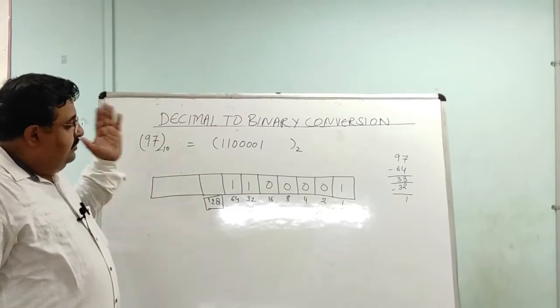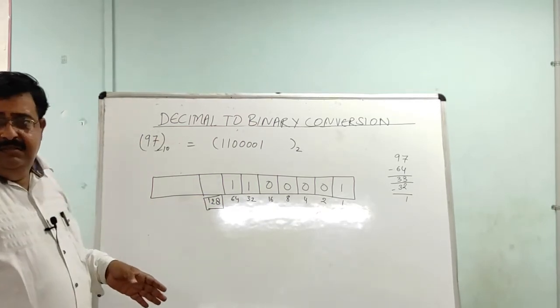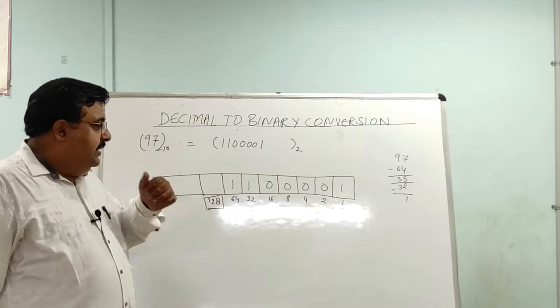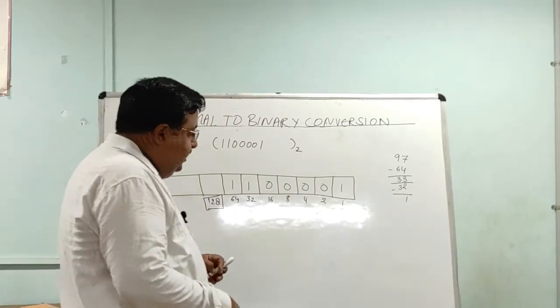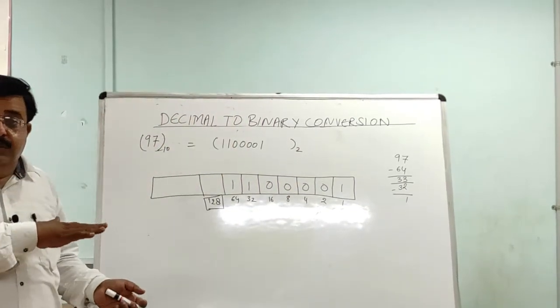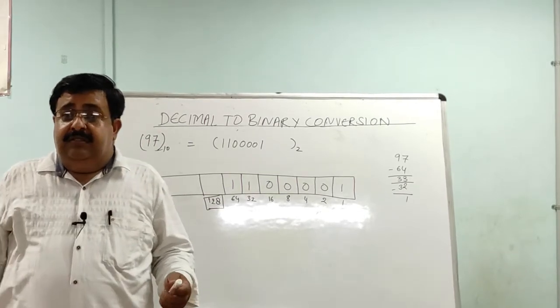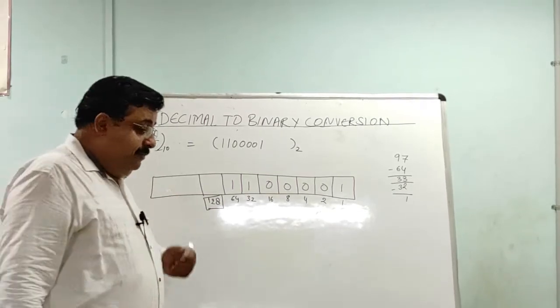So this is another method of converting a decimal number into binary. Now I am going to use a similar method for conversion from a binary number to a decimal number.